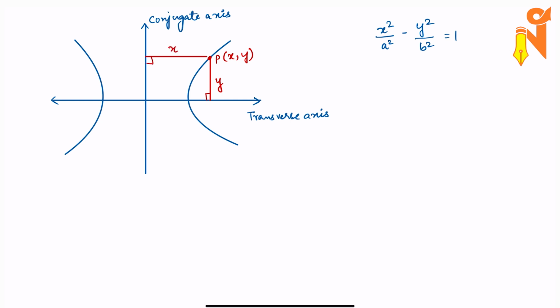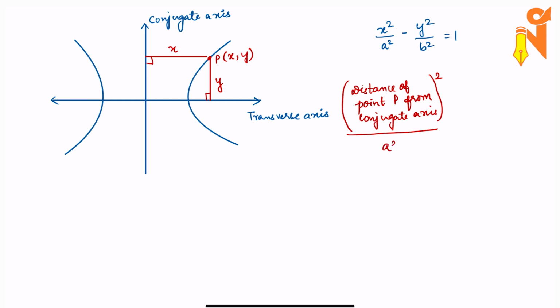axis is x. So I can write x as the distance of point P from the conjugate axis, whole square by a square, minus y, the distance of point P from the transverse axis.